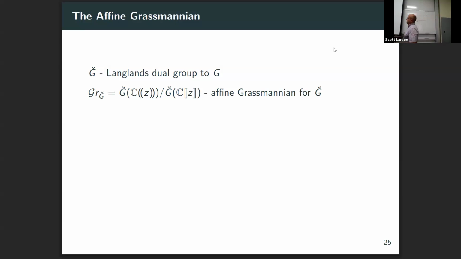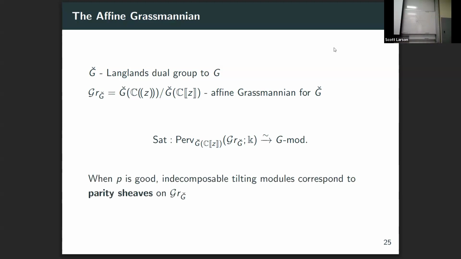So if you take the dual group G check, we'll work with the affine Grassmannian for this dual group, over the complex numbers. I know there are certain applications where you would not want to use the complex numbers; you want a finite field of a different characteristic. Where this enters the picture is the geometric Satake equivalence, which says that the category of equivariant perverse sheaves with coefficients in k is equivalent to the category of G-modules. Is this correct? When p is good, the indecomposable tilting modules under this equivalence correspond to what are called parity sheaves on the affine Grassmannian.